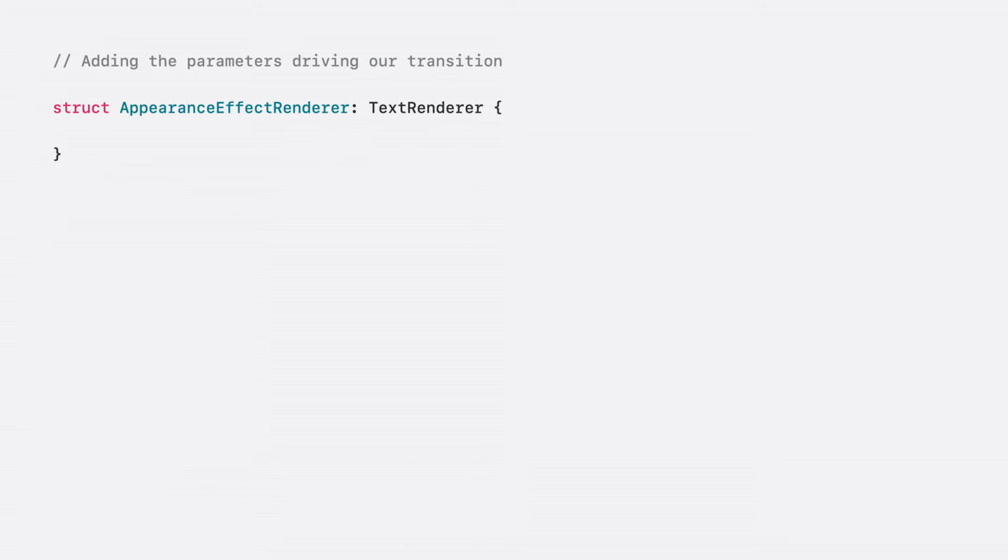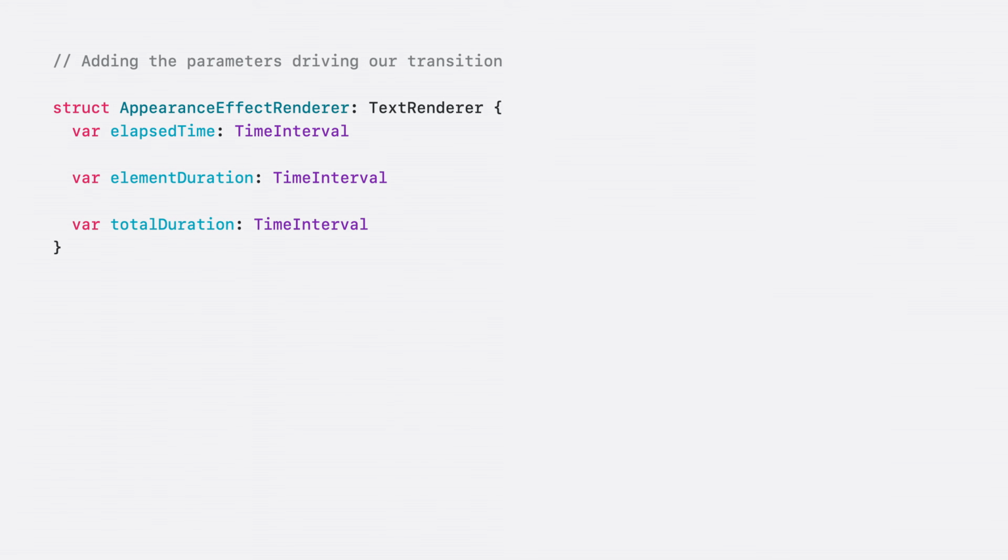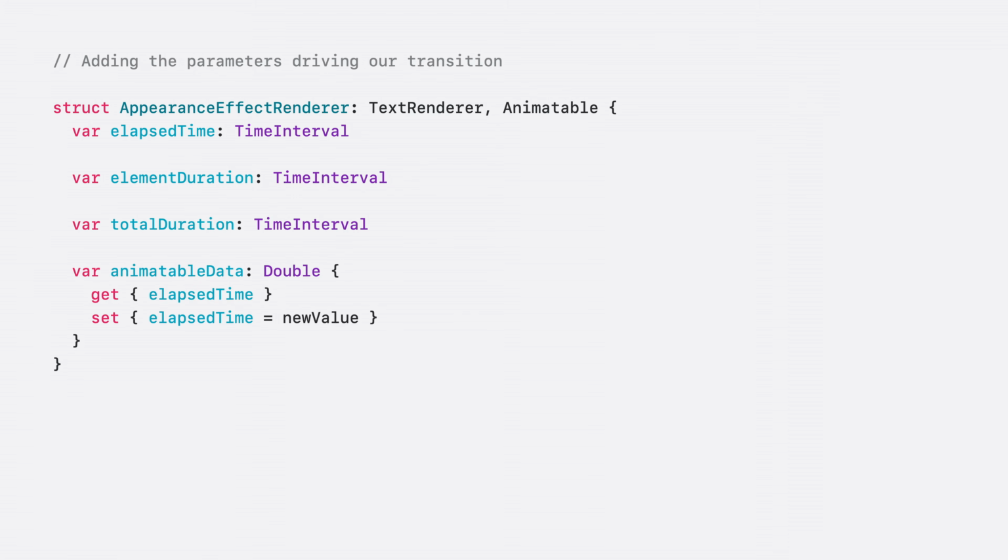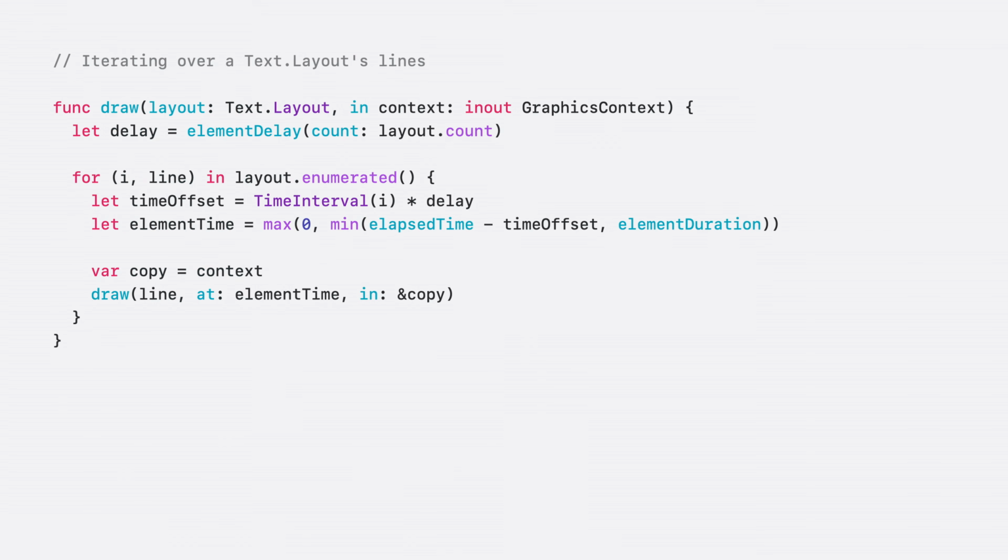To drive my transition, I add 3 properties to my text renderer. Elapsed time, how much time has passed so far. Element duration, how much time should be spent animating an individual line or character. And total duration, how much time the entire transition will take. To have SwiftUI automatically animate the elapsed time value for me, I implement the Animatable protocol. It's simple to adopt in this case by forwarding the animatableData property to elapsed time. Now I can start iterating on my animation.